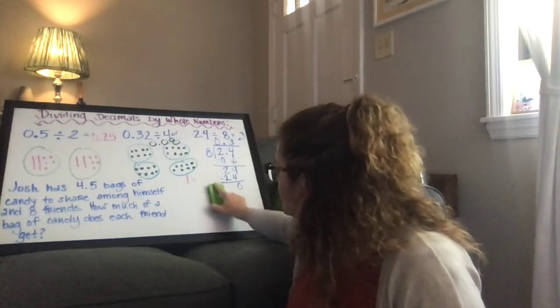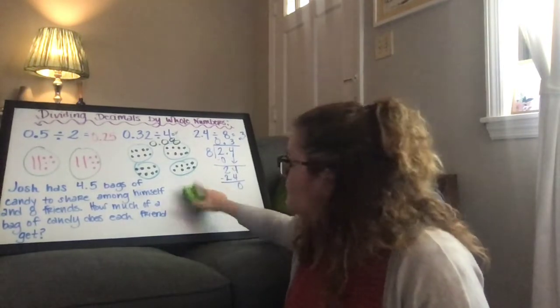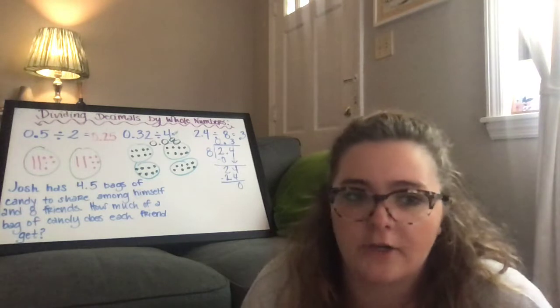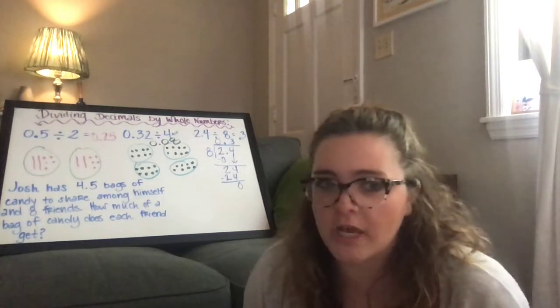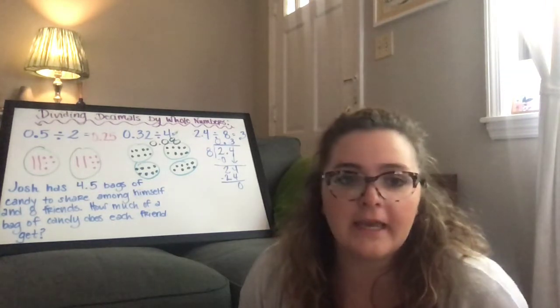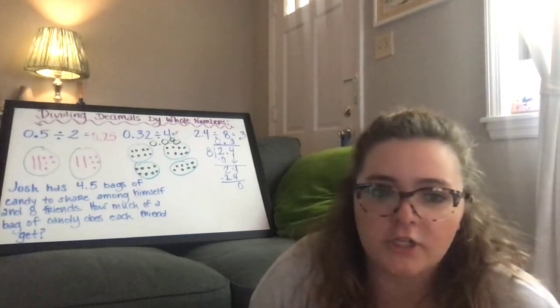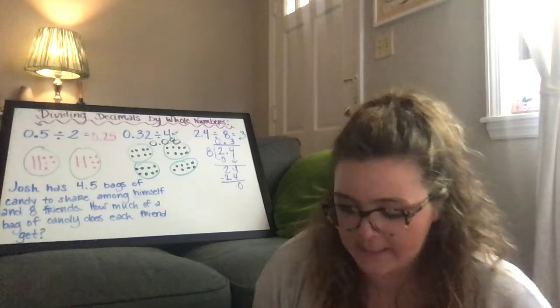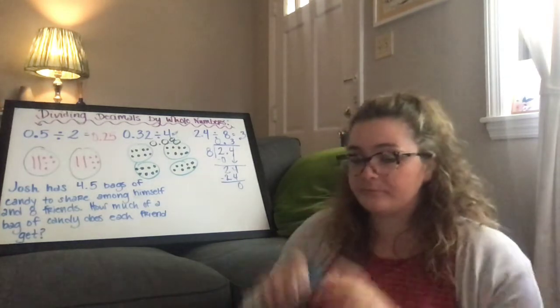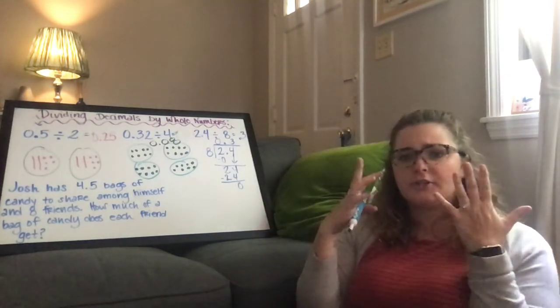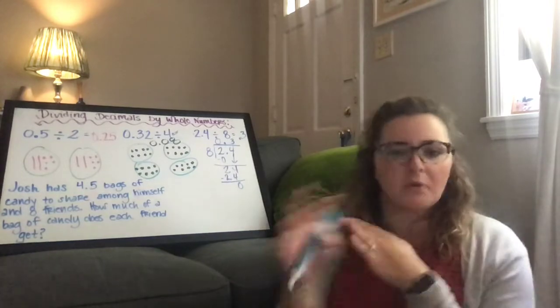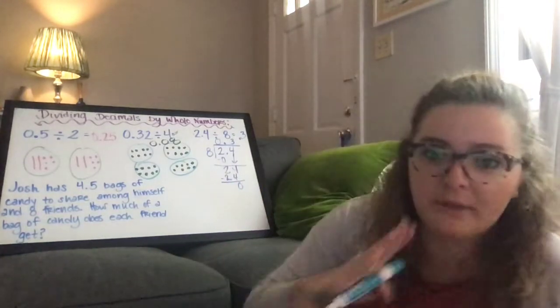All right, for our word problem, I'm just going to erase this little part here just so that I have enough room. Okay, we're going to do this one standard algorithm too. So Josh has 4 and 5 tenths bags of candy to share among himself and 8 friends. How much of a bag of candy does each friend get? Okay, so we're going to write our equation first. Think about what we're splitting up. Remember our little trick of we don't split up people.